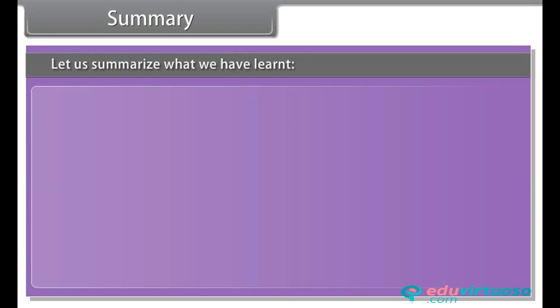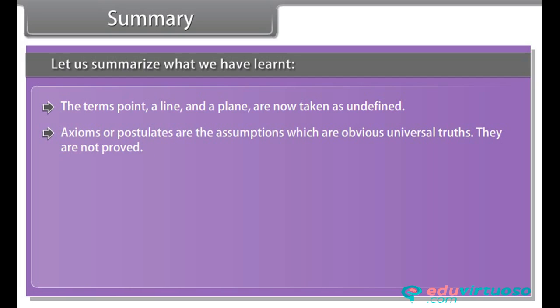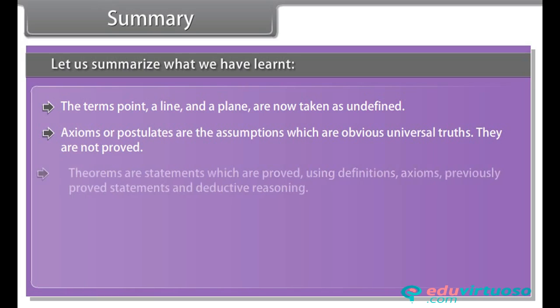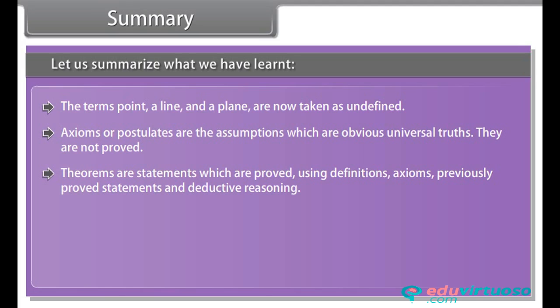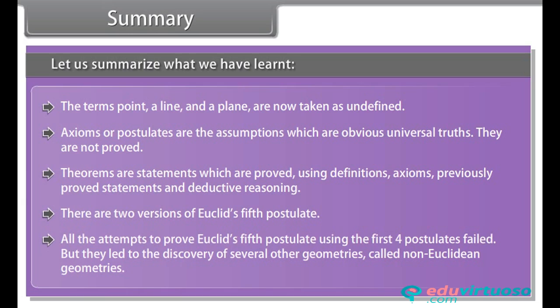Summary. Let us summarize what we have learned. The terms point, line, and plane are taken as undefined. Axioms or postulates are the assumptions which are obvious universal truths. They are not proved. Theorems are statements which are proved using definitions, axioms, previously proved statements, and deductive reasoning. There are two versions of Euclid's fifth postulate. All the attempts to prove Euclid's fifth postulate using the first four postulates failed, but they led to the discovery of several other geometries called non-Euclidean geometry.